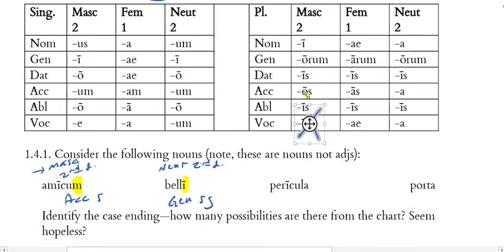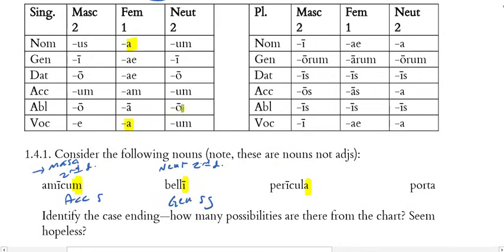Pericula. This has an A on the end. So where do I find A for case ending? Don't have any here. I do have the feminine first declension nominative form. And remember, it's an A that doesn't have the macron here, so it's the short A.